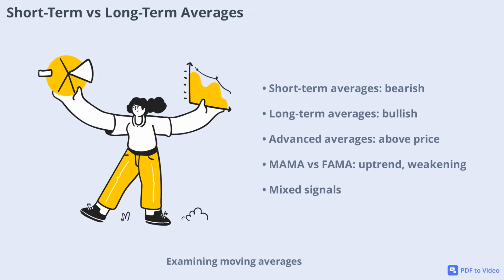Examining moving averages, the current price trades below key short-term averages like SMA 5 and SMA 10, but remains above longer-term averages such as SMA 50 and SMA 200. This mixed alignment is echoed in the EMAs, with short-term EMAs above the current price and longer-term EMAs below. Advanced averages like TEMA, DEMA, and WMA are also above the current price, indicating short-term bearish pressure. However, MAMA is significantly above FAMA, which still confirms an overall uptrend, albeit with recent weakening.